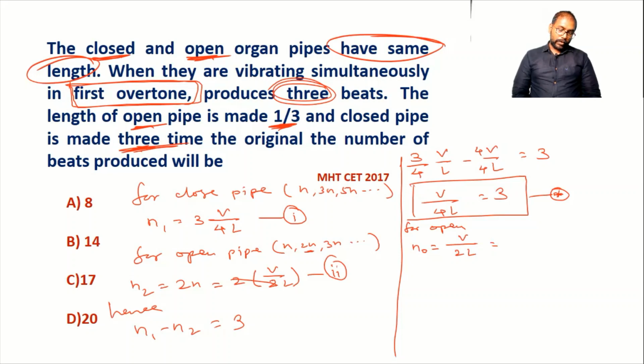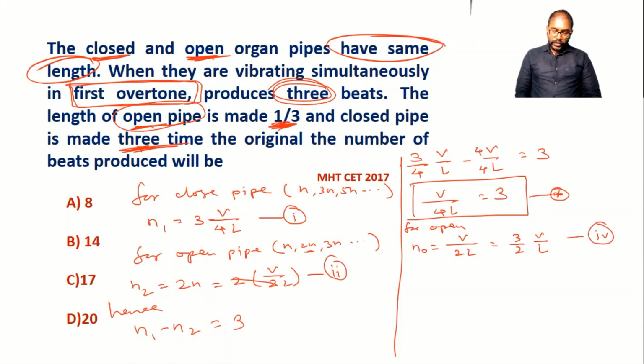So for an open pipe, open at both ends, the fundamental frequency is this. The length is made 1/3, so instead of L, I have to substitute L by 3. So with L by 3, we get 3 by 2, V by L. So it is equation 4.